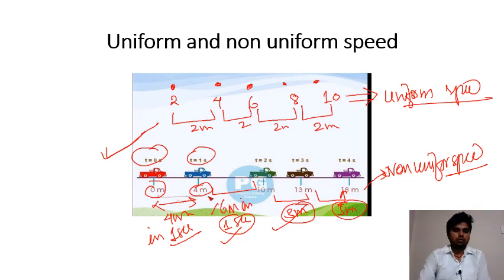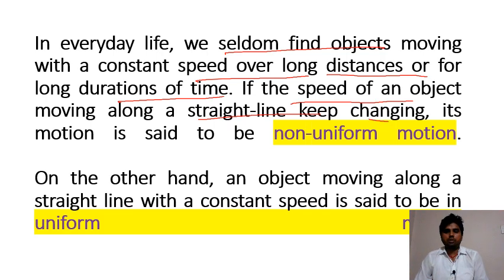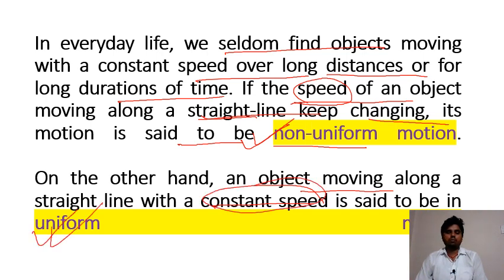Okay, so moving forward, in everyday life we seldom find objects moving with constant speed over long distances or for a long duration of time. If the speed of an object moving along a straight line keeps changing, its motion is called non-uniform motion. Okay, so the speed of the object is changing. Such motion is known as non-uniform motion. On the other hand, an object moving along a straight line with a constant speed is known as uniform motion.